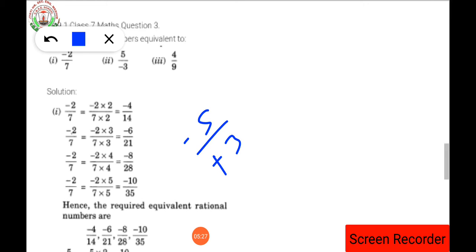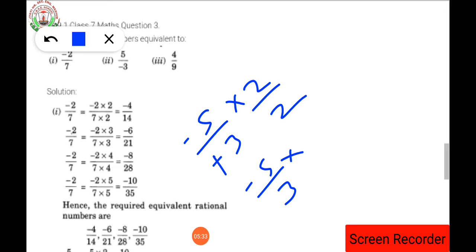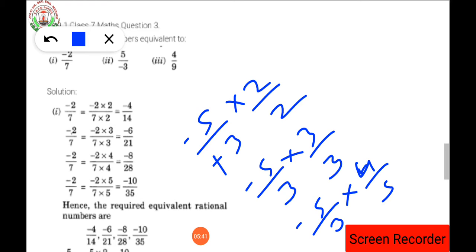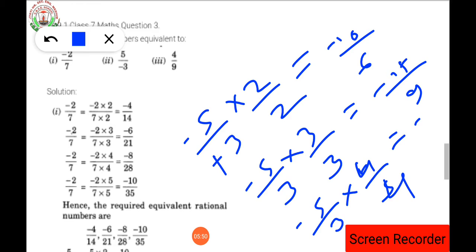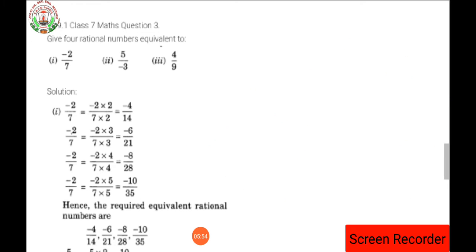Now if we are talking about this minus 5 by 3, we can multiply and divide by 2, by 3, by 4, by 5, 6, whatever number you want, as many numbers as you want. Okay, so here it will be minus 10 upon 6, here it will be minus 15 upon 9, here it will be minus 20 upon 12. Like this, when you cancel, you will get the same numbers back.